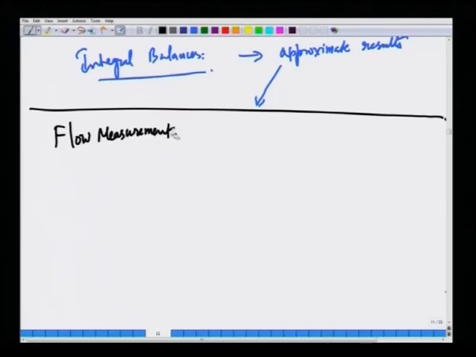Okay. By flow measurement I mean measuring volumetric flow rates in line. That is, if you have a piping network through which fluid is flowing continuously in an industrial application, you need to have a device that is fixed within the pipeline system, and we need to be able to measure the volumetric flow rate.